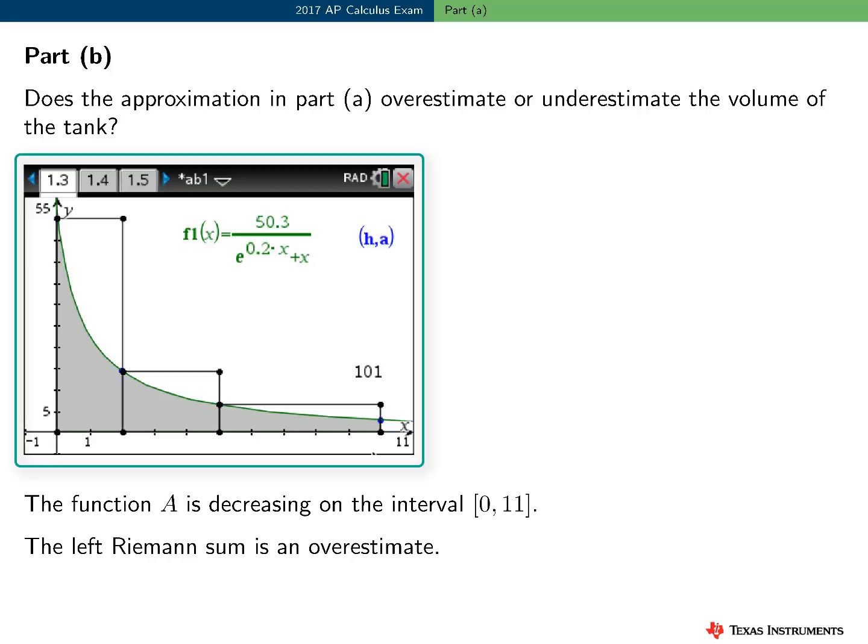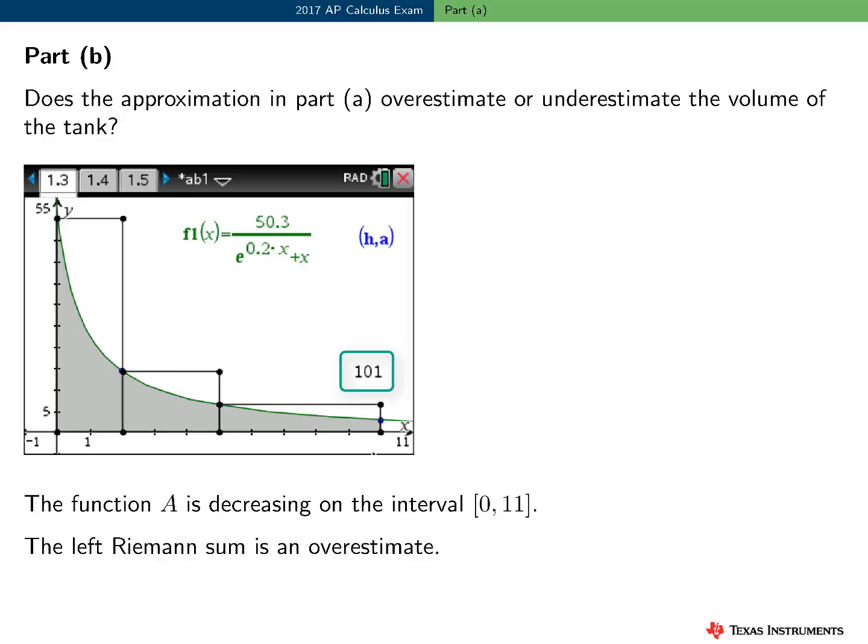Now I cheated a little bit to construct this graph. I looked ahead to Part C, and I assumed that the model given there was a pretty good approximation for A. Note that the area of the shaded region here is 101. And it's pretty easy to see that the left Riemann sum is an overestimate for the area of this shaded region.